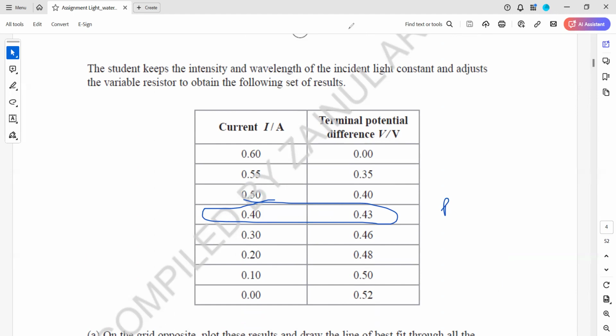In a curved graph, how do you draw a line of best fit? You just draw a freehand graph, joining points to points. That is called a line of best fit in a curve. So here P equals VI. The current is 0.4 and the voltage is 0.43. We multiply, we get 0.172 watts.